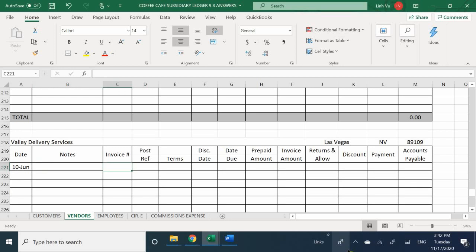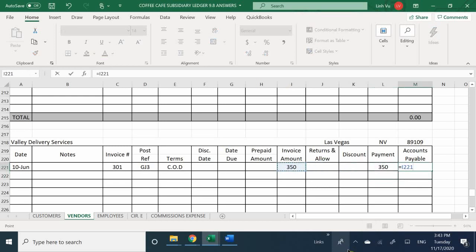So again, the invoice was 301. Post reference was General Journal number 3. Terms was COD, cash on delivery. And of course, there's no discounts on cash on delivery. And the invoice amount was for $350. And therefore, we also made a payment of $350. So we owe Valley Delivery Service $0.